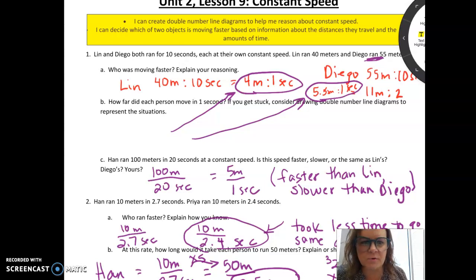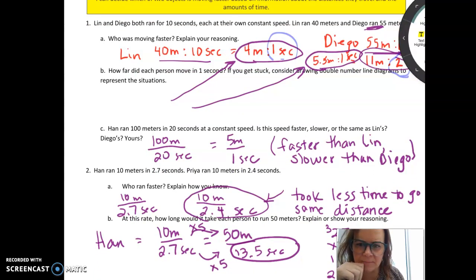How far did each person move in 1 second? So you'll see what I did here is I turned 40 meters for every 10 seconds into 4 meters for every 1 second. And I did that by just dividing both of those numbers by 10. Over here, Diego runs 55 meters in 10 seconds. And so I divided both of those by 5, and I got 11 meters every 2 seconds. And then I went one step further, because what I really want, you guys, is to get per 1 second so that I can really compare both Lynn and Diego. And so I divided both of those by 2 so that I got 5.5 meters for every 1 second.